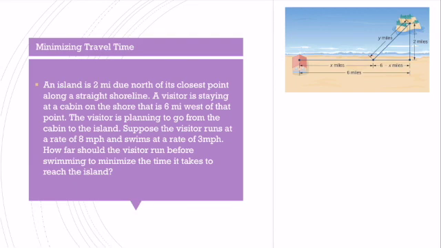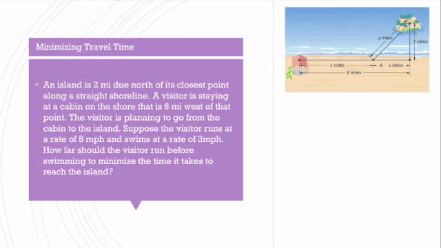Let's say that an island, this guy, is 2 miles north of its closest point along a straight line shoreline. A visitor is staying at this cabin over here, and he's planning on going from the cabin to the island. Let's say the visitor runs at a rate of 8 miles per hour, very fast I think, and swims at a rate of 3 miles per hour. How far should the visitor run before swimming in order to minimize the time it takes him to reach the island?